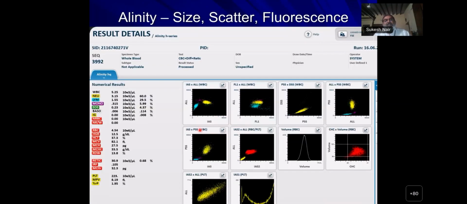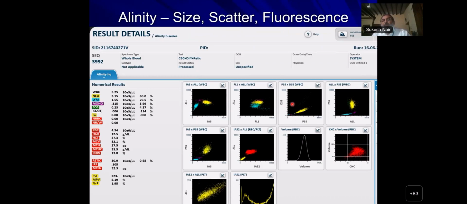Here you have Alinity, which uses both light scatter as well as fluorescence. You can see here that the yellow population is the neutrophil, the blue population the lymphocyte. The lymphocytes are smaller in size along the y-axis, and scatter-wise they are also smaller, because the x-axis is scatter. Cells larger than the lymphocytes but having more scatter are the neutrophils. Cells larger than neutrophils along the y-axis, but having less scatter, are the monocytes.